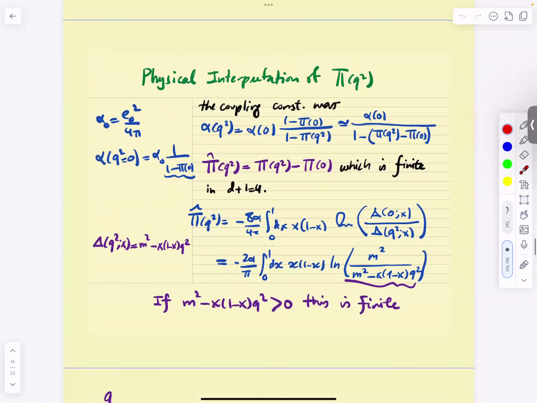All right, good. So to do that, we define pi hat of q squared, which is pi of q squared minus pi of 0. This thing is not finite. Each of them had ln of mu squared over delta, so you cancel the mu squareds. So you end up with 2 deltas, delta above and below, ln of delta of 0 and x and q squared and x. What delta was, this was m squared.